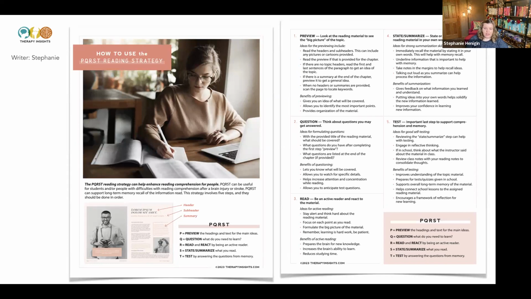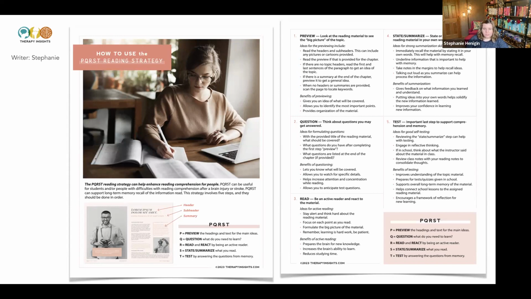So being an active reader, that could be even writing in the margins or taking notes on the side, just to keep the person engaged. I'm also a highlighter, so highlighting my textbooks was a thing for me back then. S is once you've read it, try to state and summarize the big ideas of what you read. Not all the little details, but what was the general takeaway that you were supposed to get out of that? And then the last one is test. So answer questions from your memory and test yourself.